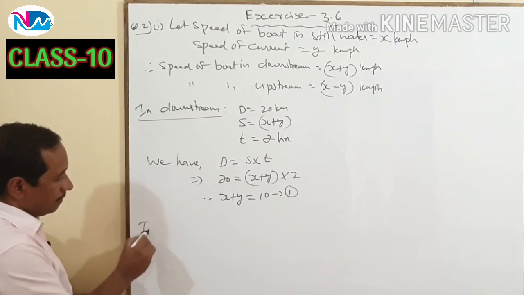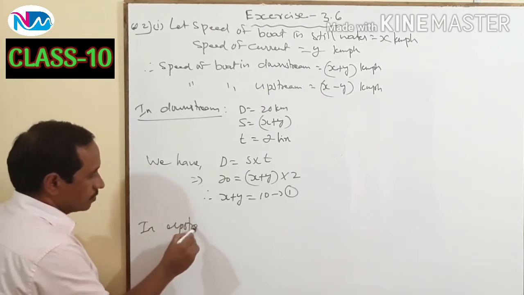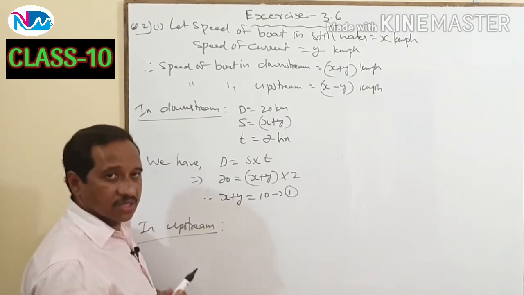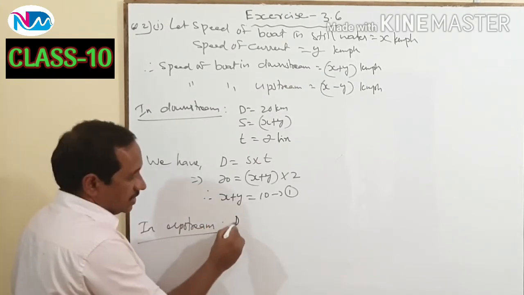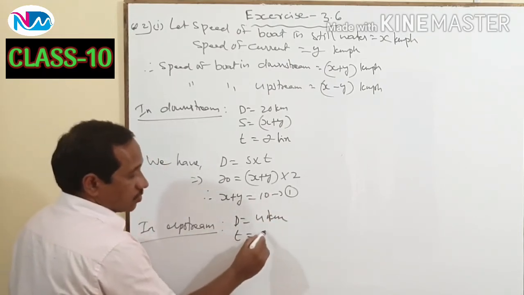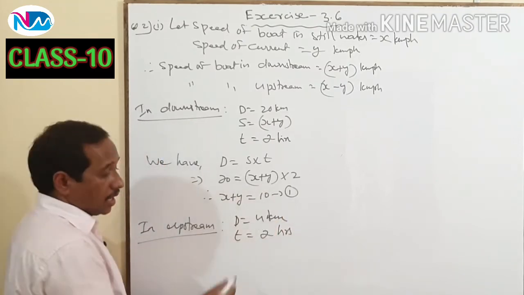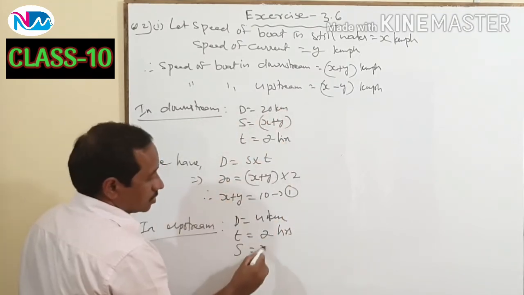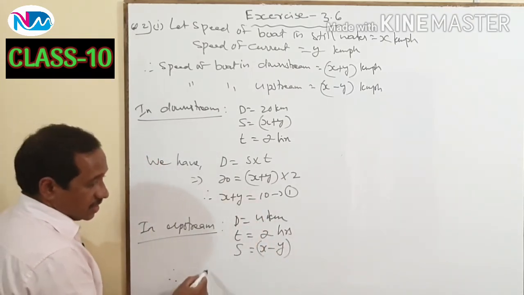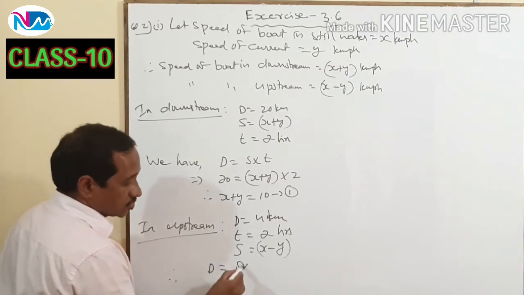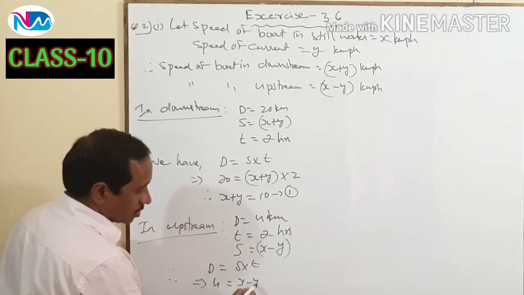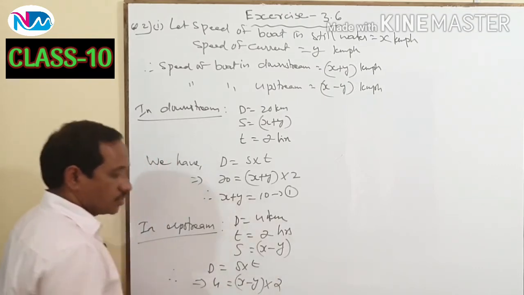Now in upstream, Ritu rows upstream 4 km in 2 hours. That is, distance is equal to 4 km. Time is equal to here also 2 hours. And the speed is equal to x minus y. Therefore, we can say that distance d is equal to speed into time. That gives distance 4 is equal to x minus y into 2.